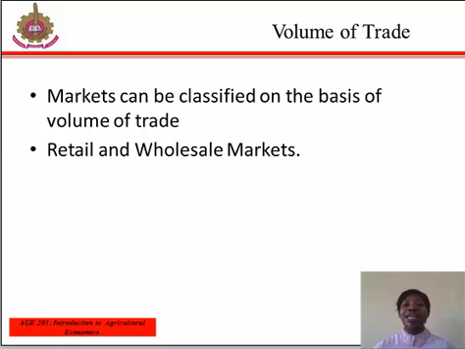Volume of trade. Markets can be classified on the basis of volume of trade and resource base of the operators, in which we have retail and wholesale markets. Retail markets: here the sellers in the market are small traders. The sellers have small resources, hence they could only handle a small volume of commodity themselves. So the retailer sells directly to the final consumers.